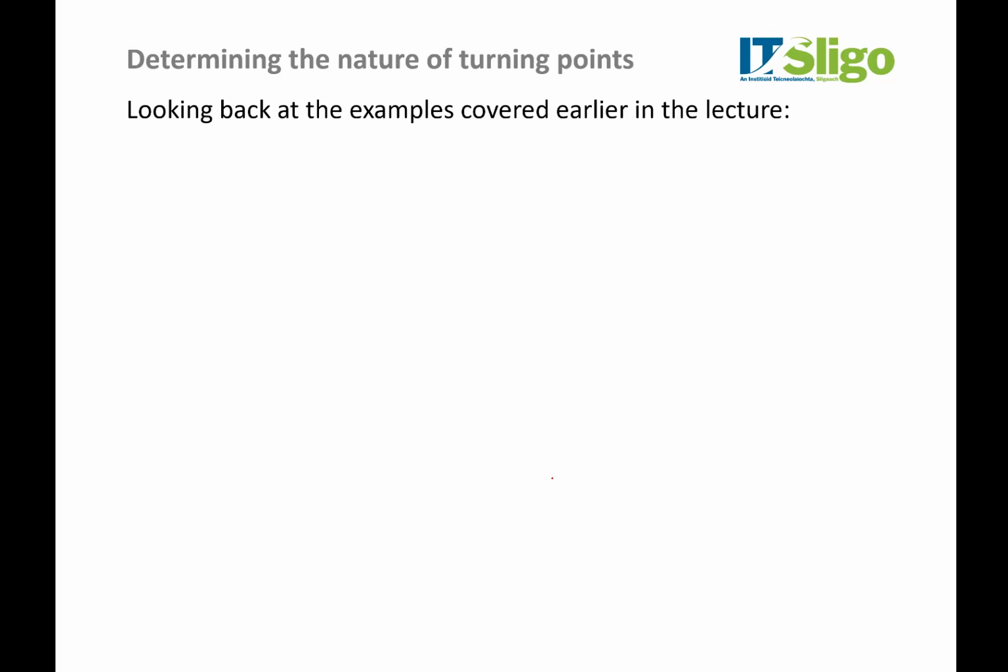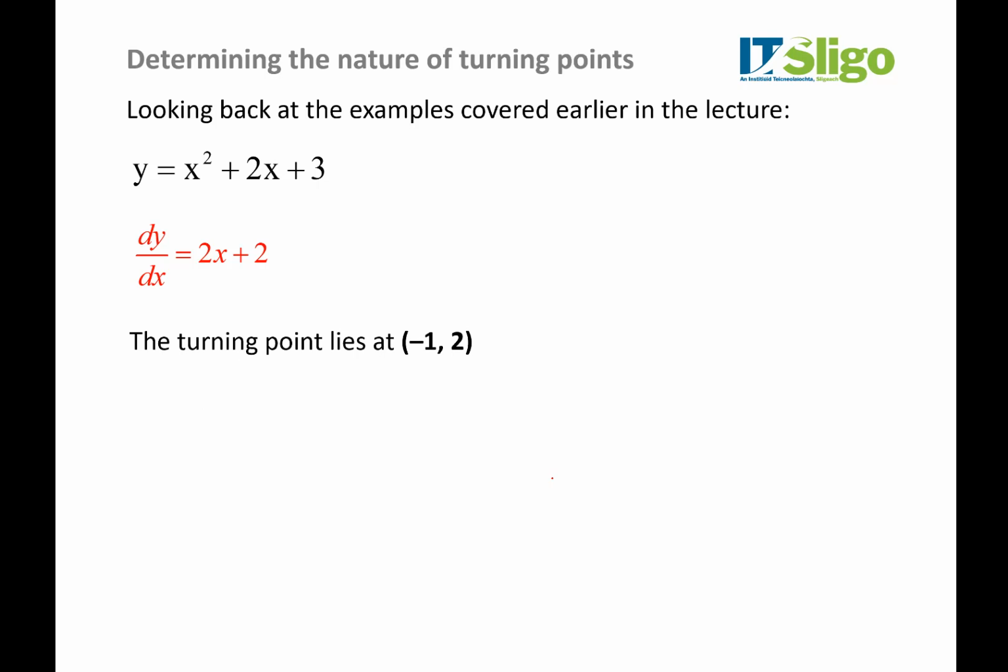So we'll just look back at the examples that we've covered earlier. I'll speed through them a little quicker. This is the first one we looked at. There was our first derivative. We let that equal 0 and we found our turning point.